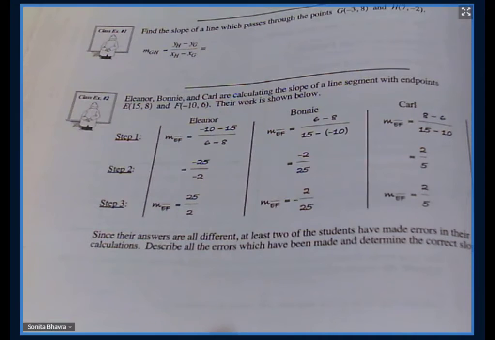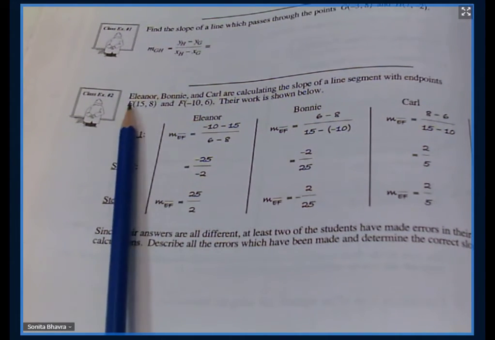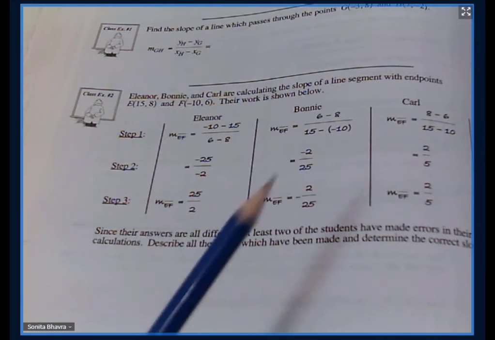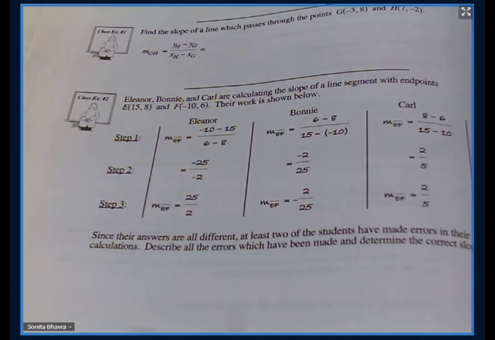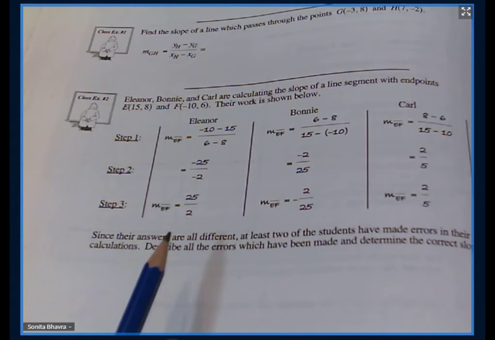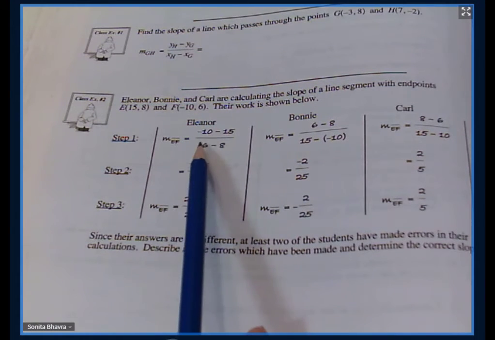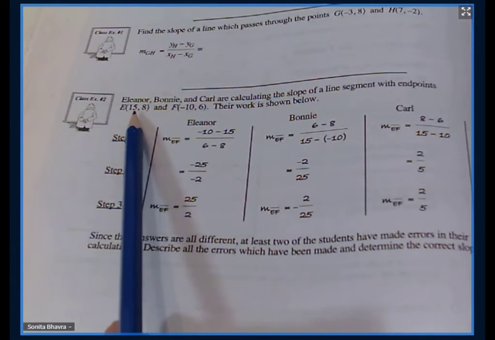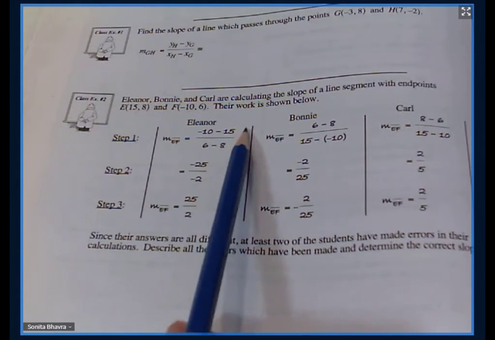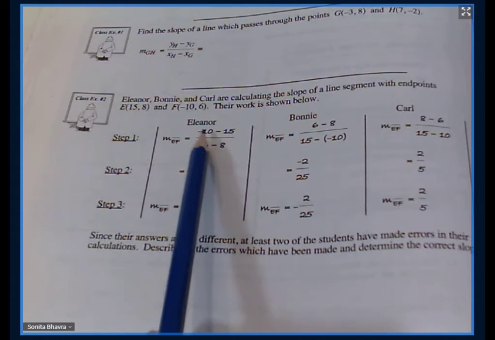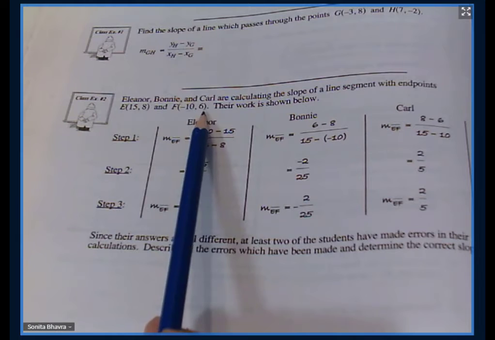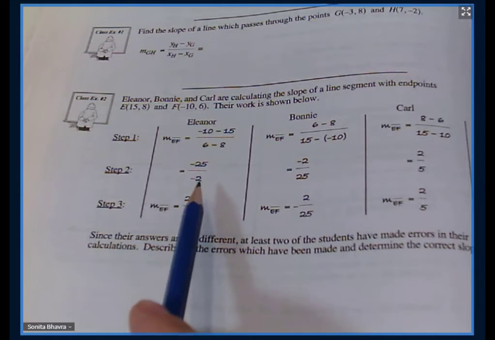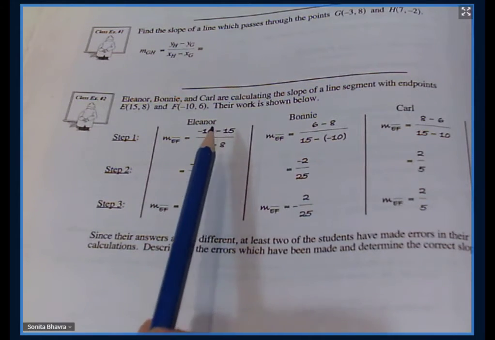All right, so in this example, we have the point E at (15, 8) and the point F at (-10, 6). Three students have been trying to calculate the slope, but they've been making a mistake. Let's take a look at Eleanor first. She chose -10 minus 15. So -10 is an x value here, and so is 15. The top here represents rise. You would not use the x values; you would use your y values. Subtract your y values. So her mistake is that she used the x values here for rise.